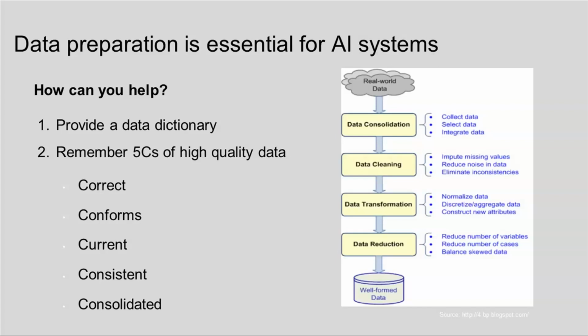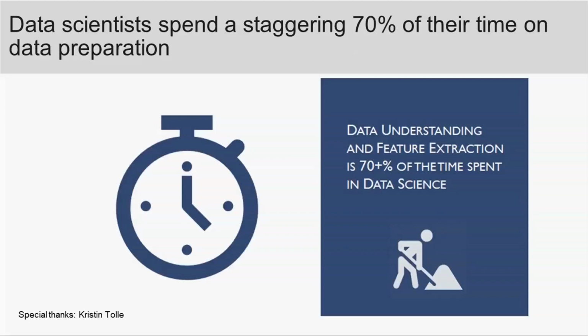In order to ensure the 5 C's of data quality, you might often have to consolidate, clean, transform, and sometimes even reduce the data. No surprise that most data scientists and data analysts spend a staggering 70% of their time on data preparation. And this is often the most challenging and most crucial part of AI. Someone once told me that data quality is not sexy. It's not. It's an essential part of ensuring a high-quality AI system down the road.